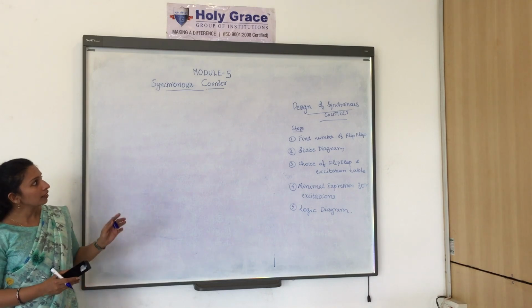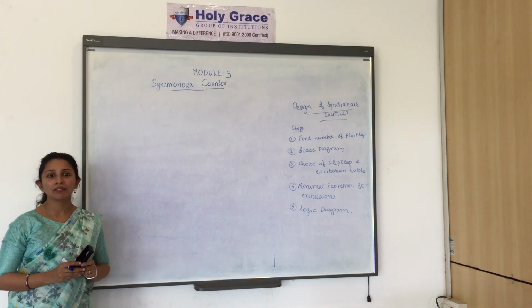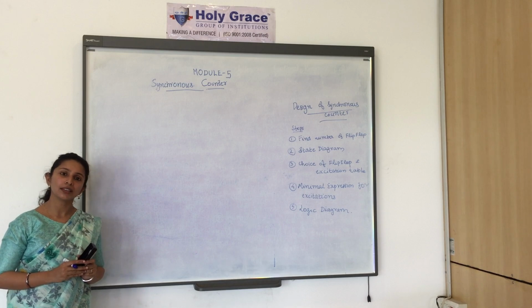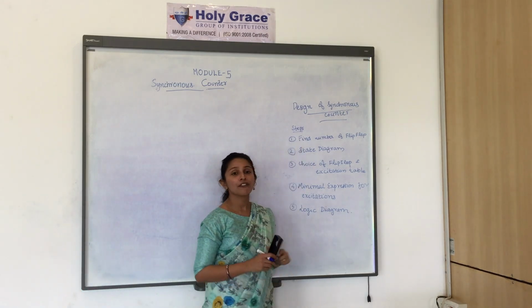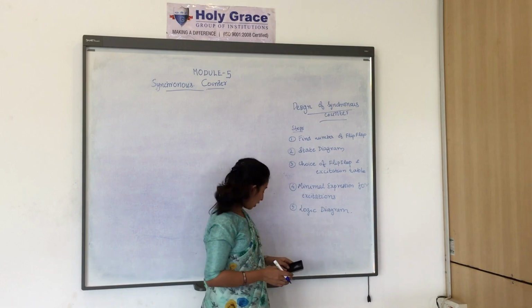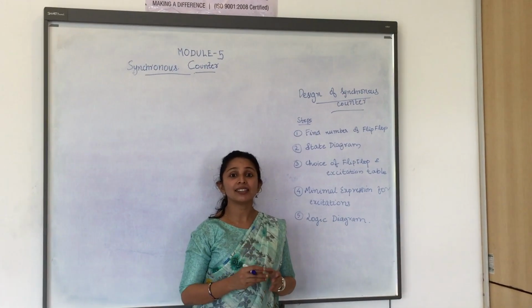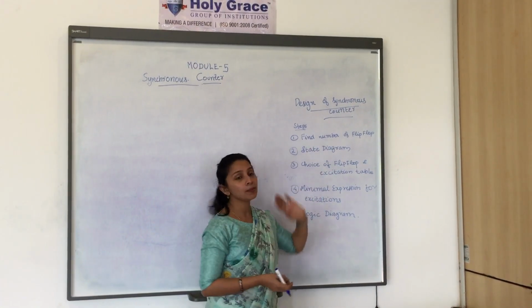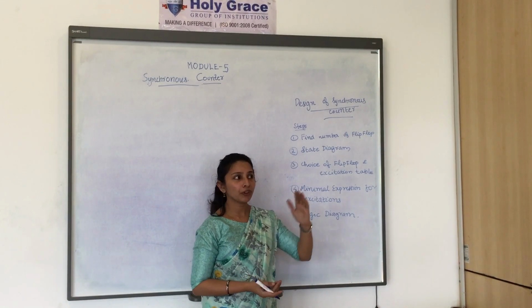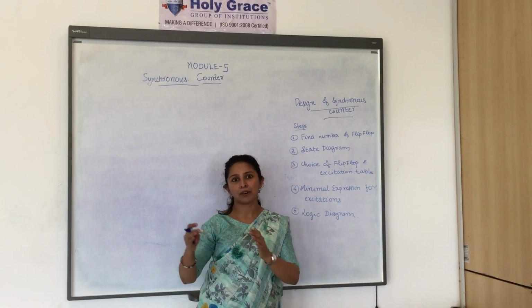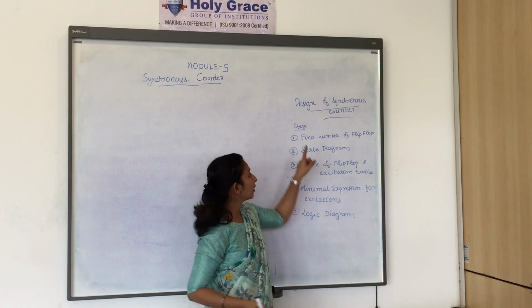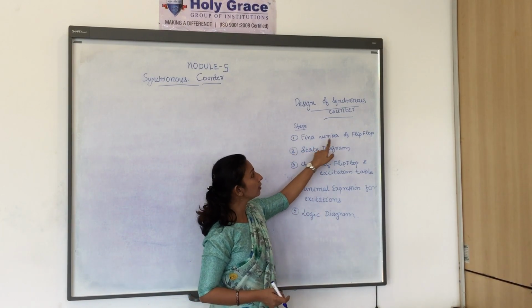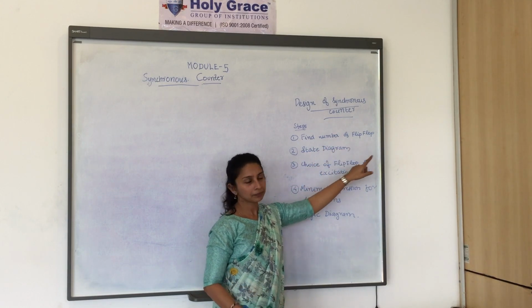Before starting, let us know the steps involved in designing a synchronous counter. There are 5 steps. The first step is to find the number of flip-flops. As the number of states increases, the number of flip-flops also increases. So if you are asked to design for a particular number of states, then we have to calculate the number of flip-flops. That is the first step.